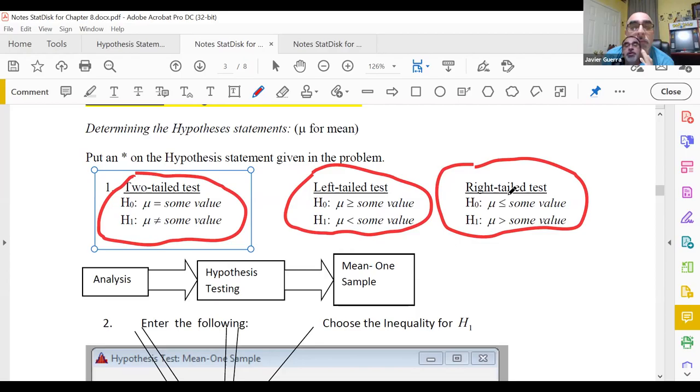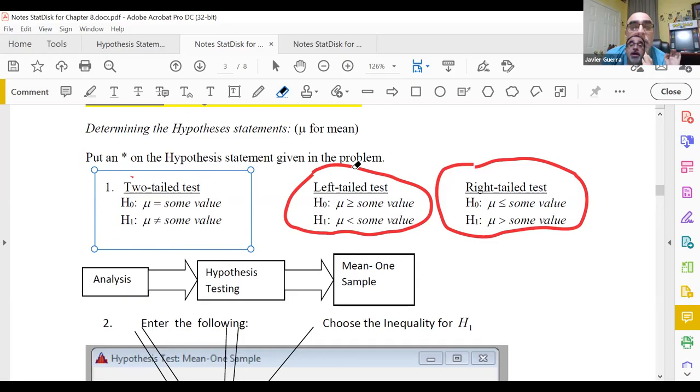So here's what you do. They're going to give you a problem and it's going to state an inequality. You have to locate that symbol in words and place it on the right spot.